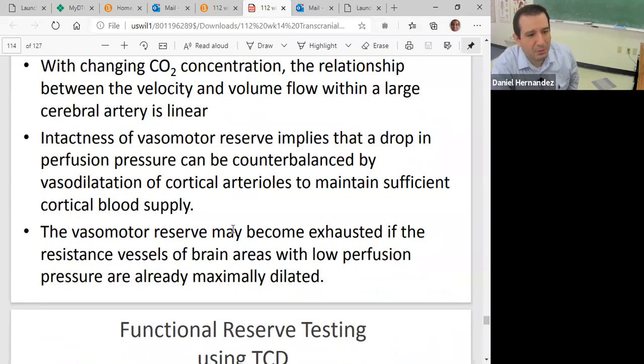So that vasomotor reserve can be exhausted, or we reach a limit. There's only a limit as to how far these vessels are able to dilate. And if that vasomotor reserve is exhausted, resistant vessels of areas of the brain with low perfusion may already be maximally dilated.